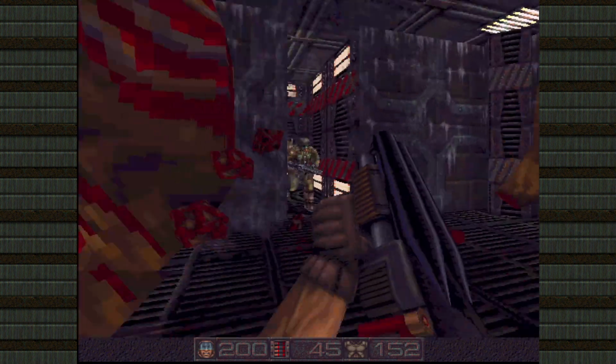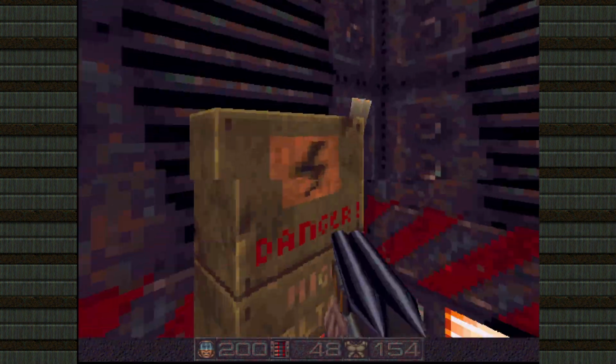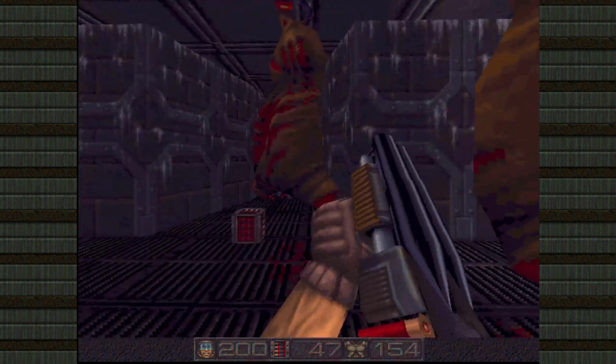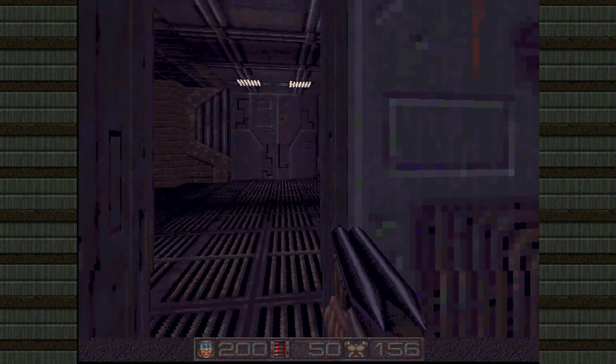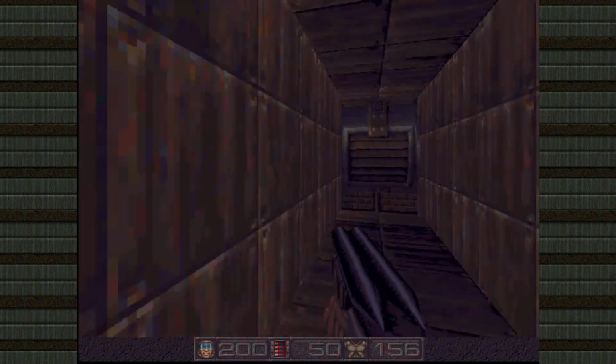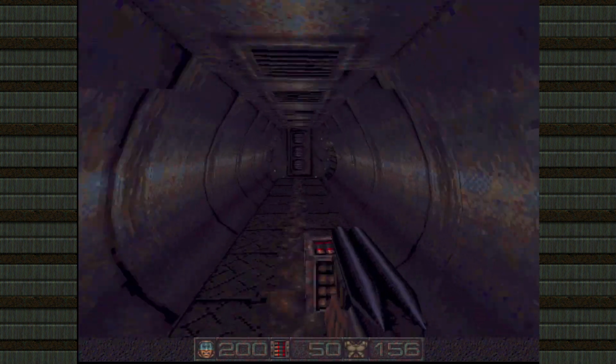Another aspect of Chasm is the ability to shoot off enemy limbs, which was an uncommon feature at the time. This added an extra layer of satisfaction to the gameplay that provided a sense of realism and visceral impact.